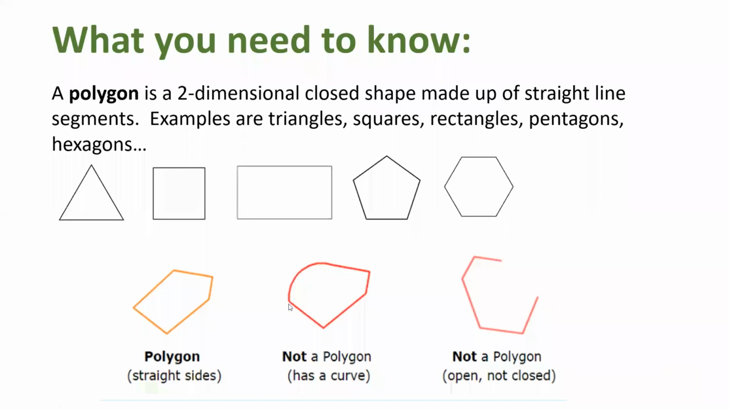Now, this second picture is not a polygon because it has a curve in it. Polygons can only have straight line segments. The last figure is not a polygon because it is not a closed shape. It's made up of straight line segments, but it's not closed.